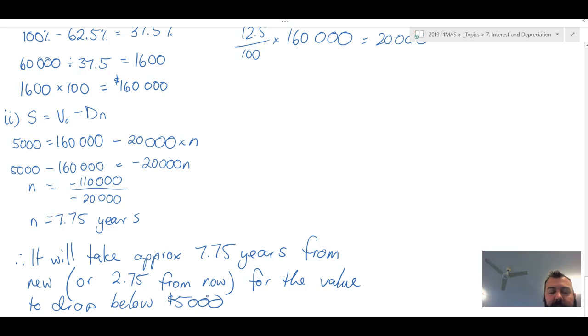We might, if we wanted to be very thorough, change that 7.75 years. The 0.75 is 3/4 of a year, which is 9 months. So another 2 years, 9 months. But that's assuming that the depreciation occurs continuously and not once per annum. If that was the case, then we would round it up and we'd say in 3 more years, not only would it fall below $5,000, it would fall to 0.